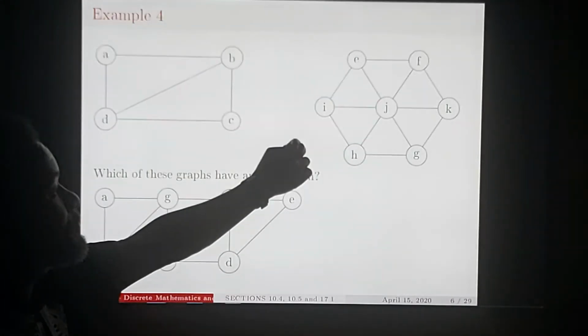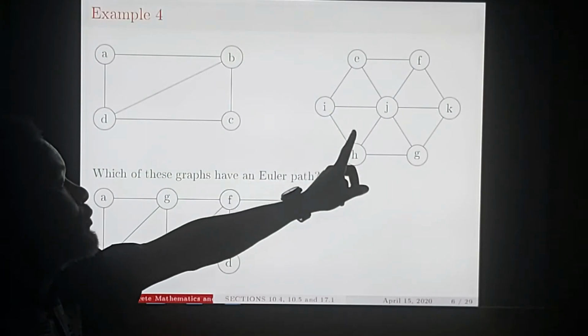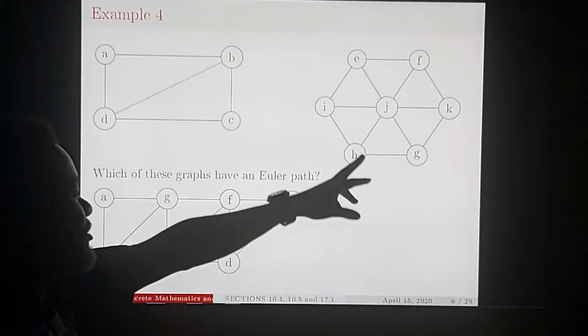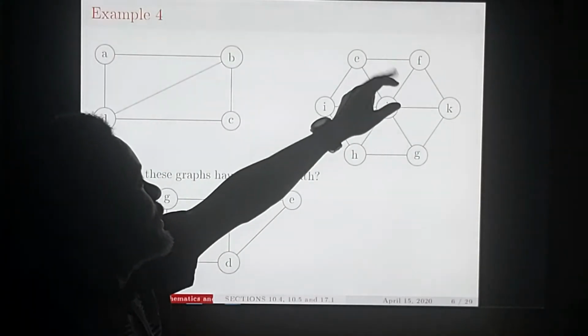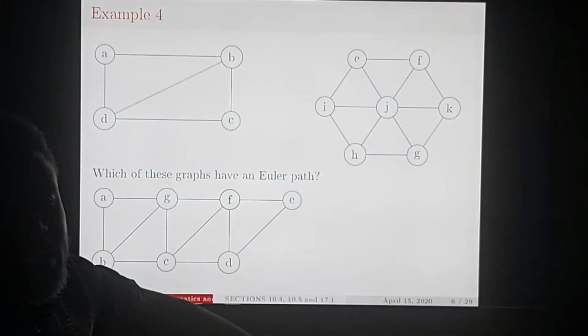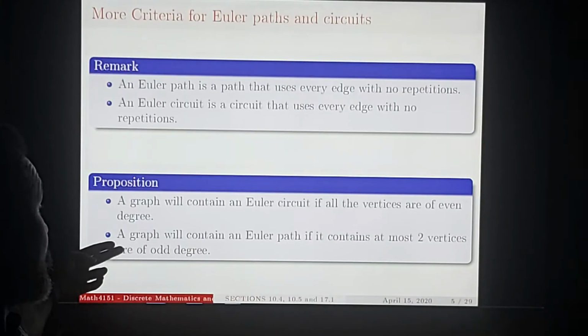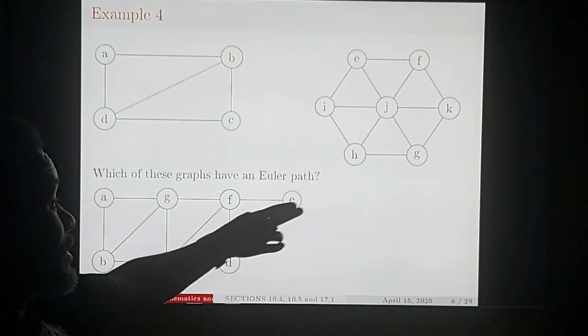Then the second graph has degrees 1, 2, 3, 1, 2, 3. These are odd degrees. So you can see it has more than two vertices of odd degree, and that's what you say here. It has to have at most two vertices of odd degree. Therefore, it cannot have an Euler path.